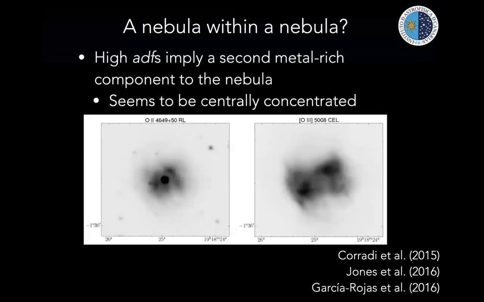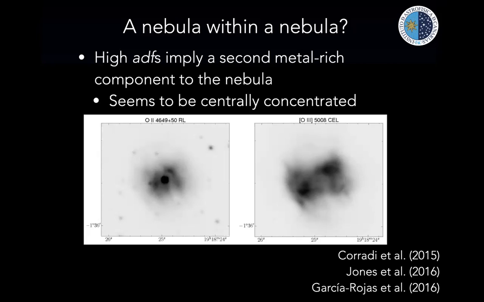So if you take images of these systems in the collisionally excited lines and in the recombination lines, which are coming from the same species, remember, this is doubly ionized oxygen, you see that they occupy different spatial regions of the nebula. The collisionally excited lines are more extended, occupying most of the nebula, while the recombination lines are very centrally concentrated.